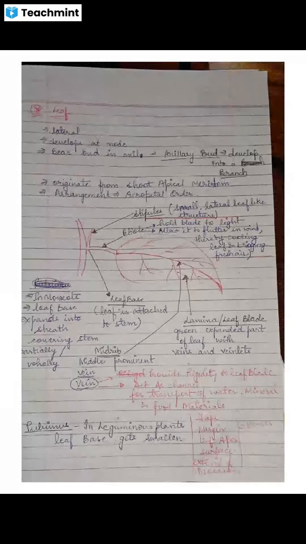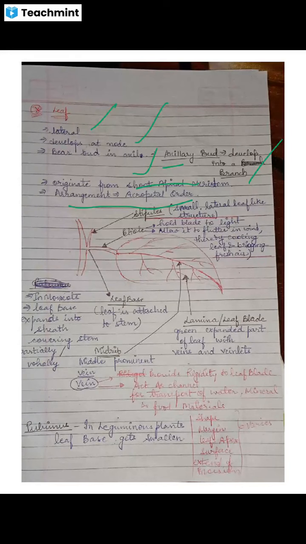Now leaf. Lateral, develops at the node, bears the buds in the axil. Axillary bud develops into a stem, originates from the shoot apical meristem, and the arrangement is in acropetal order, in the ascending order.